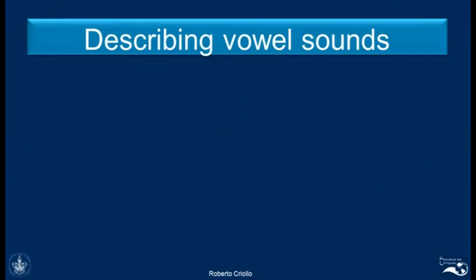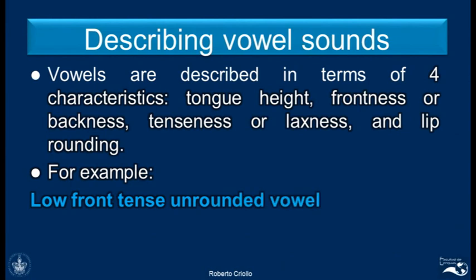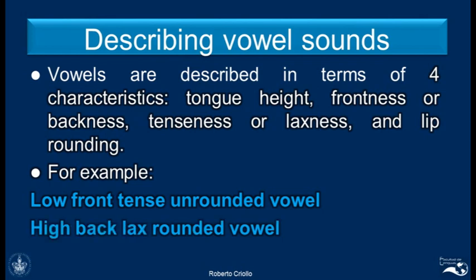We are now in a position to describe the vowel sounds according to tongue height, frontness or backness, tenseness or laxness, and lip rounding. For example, we can describe a vowel sound as being low front, tense and rounded vowel, or high back, lax rounded vowel. Of course, the first one is e and the second one is u. So this is the way in which we are going to describe all vowel sounds.